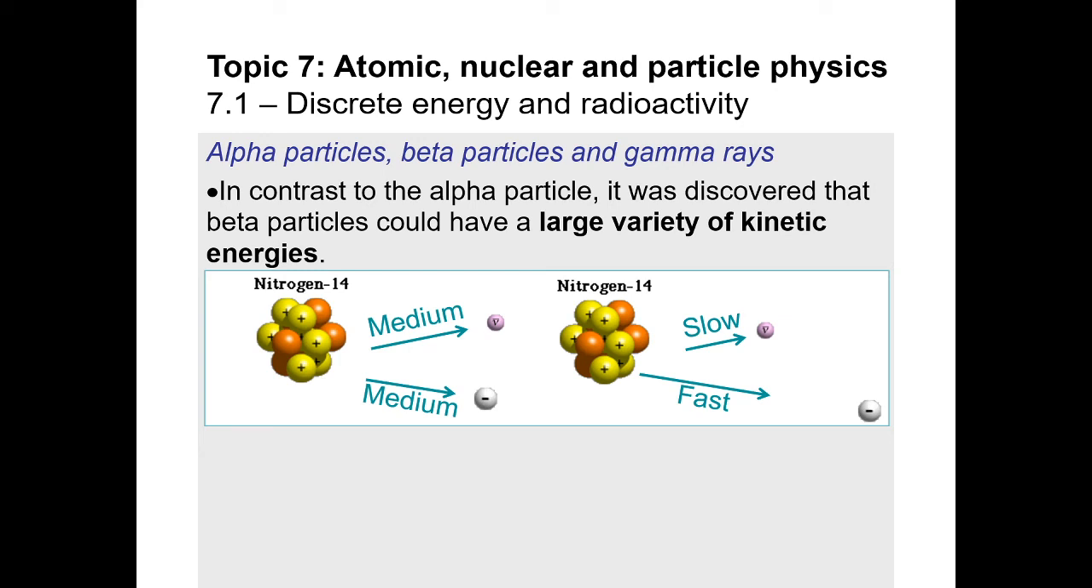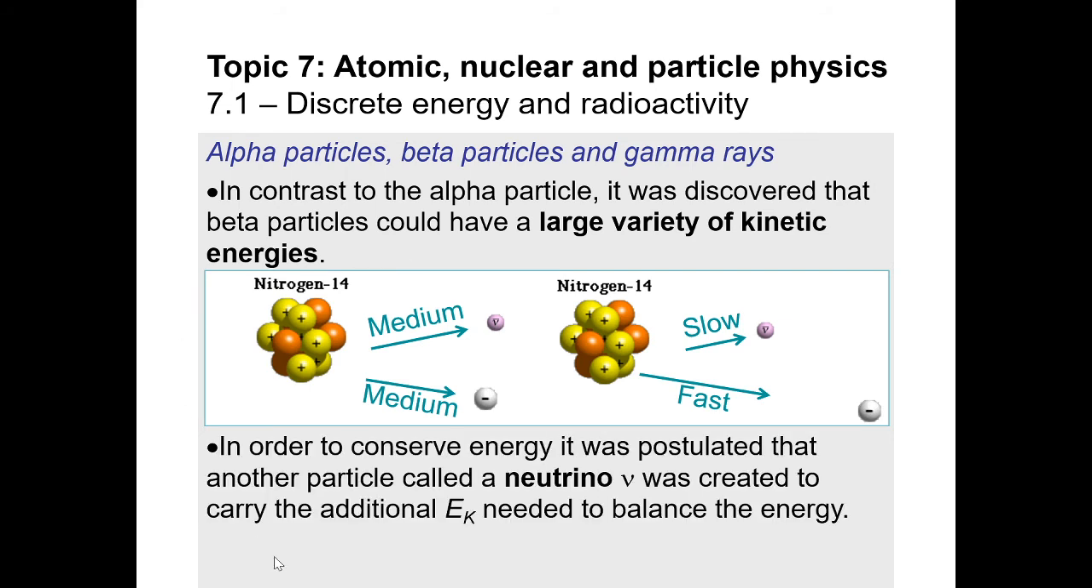Whereas if you remember, we said that the alpha particles generally have an energy of about 5 mega electron volts. Now, this is what I was mentioning on the previous slide. In order to conserve energy, there had to be another particle there. And this is where the presence of the neutrino and antineutrino were predicted.